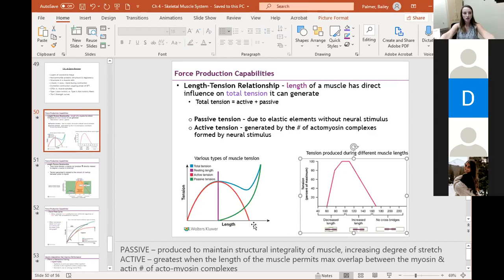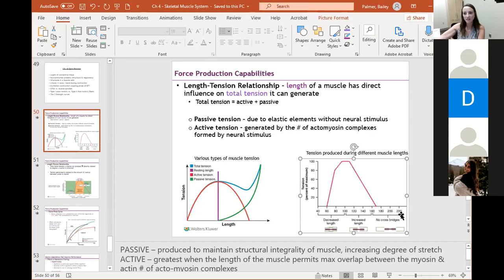So try to push with your arms completely straight and create force. You're not going to be able to, because there's very little cross bridging in the muscle. They can't attach, which means they can't produce force. There's no sliding filament theory when the muscle is completely stretched out. And then at a decreased muscle length, when the bicep is completely short, we also can't produce a lot of force there. There's too much overlap.